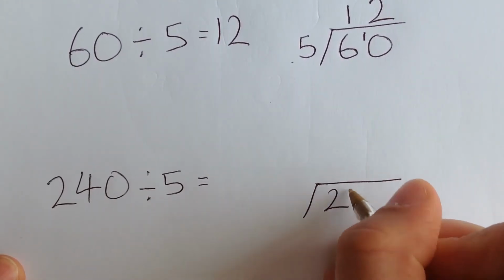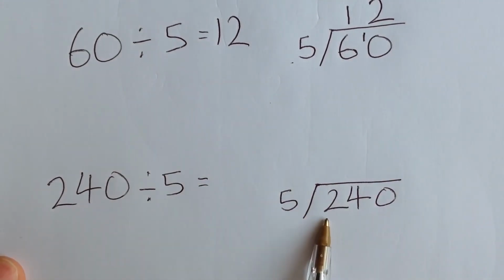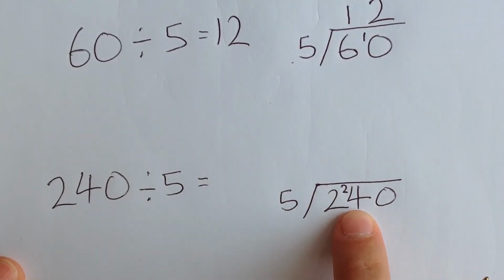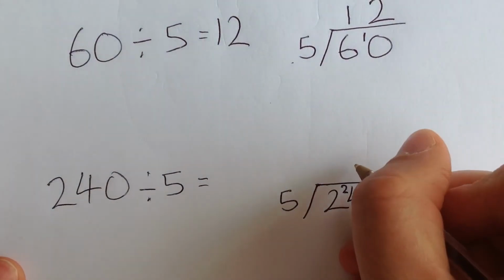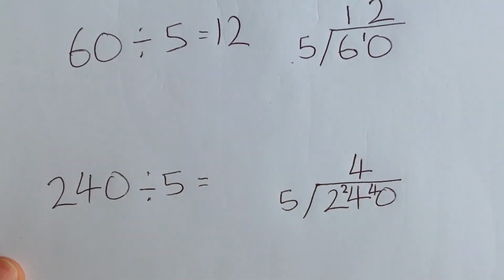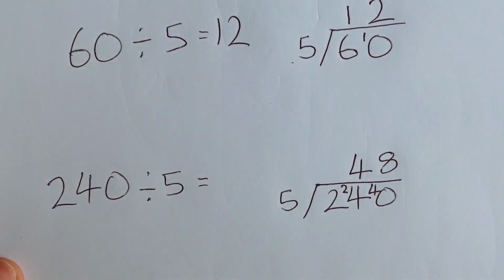240 is in my bus stop. Again, I'm still working with buses that carry 5 people. So how many 5s are in 2? Well, there are none. So I carry that 2 over to the 4. How many 5s are in 24? Well, I know 4 5s are in 20 and then I'd have 4 left over. Again, see how important that times table knowledge is. How many 5s in 40? Well, that's 8 times 5 is 40, isn't it? So the answer is 48. See how important those times tables are.